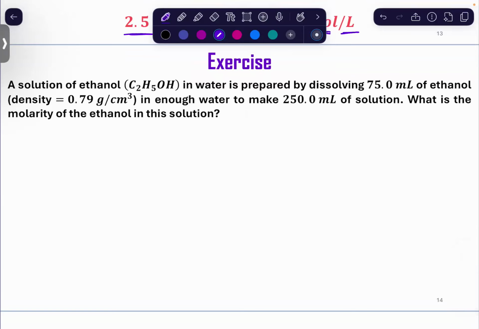So we have a solution of ethanol mixed into water, and that's prepared by dissolving 75 milliliters of ethanol. And you see the density of ethanol is 0.79 grams per cubic centimeter. And you dissolve it in enough water to make 250 milliliters of your solution. And so you're also going to have to start thinking about that. Well, how do I actually make a solution that's say, I don't know, 100 liters of a 2.5 molar solution? You'll have to figure that stuff out. So what is the molarity or the concentration of the ethanol in this solution?